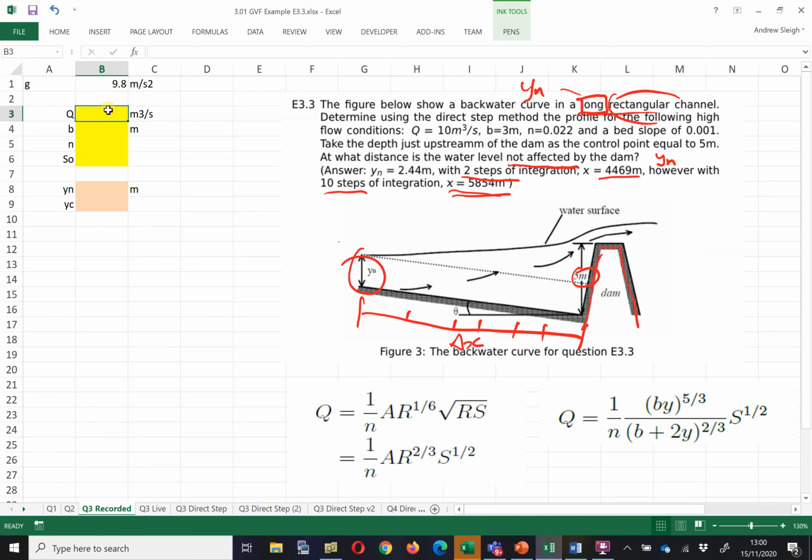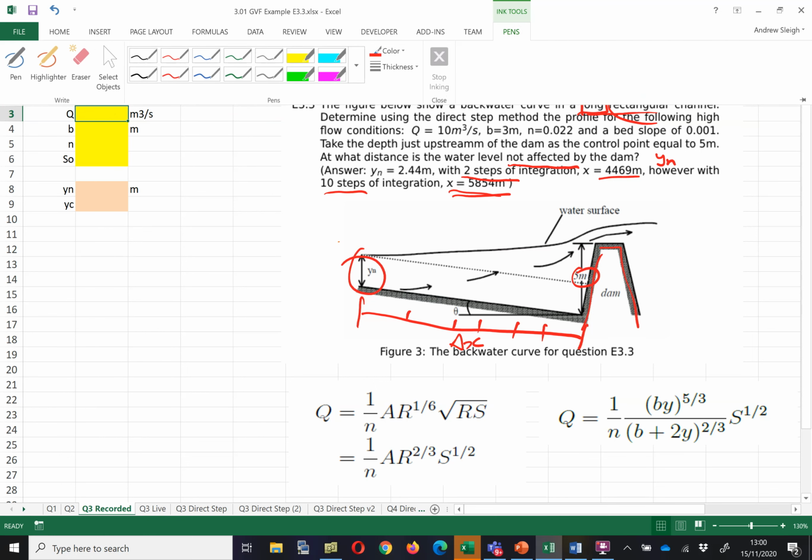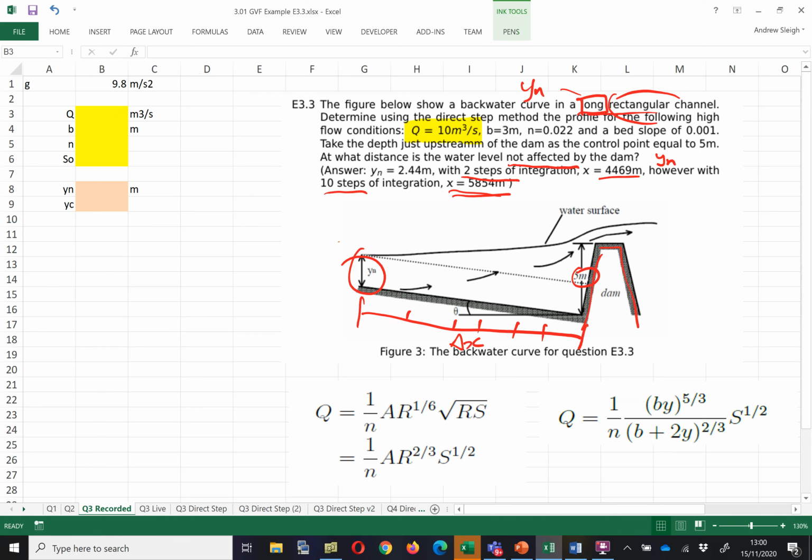What we need to do here is put in our values. So we've got a Q equals 10 meters cubed per second, B is 3 meters, N is 0.2, we've got a slope of 0.01. So I've got those in here, and I'm going to put those in, tight and precise numbers in here. 3 meters. Always put your units in the Excel sheet when you're doing it so you know what they are. We don't really use units for N.